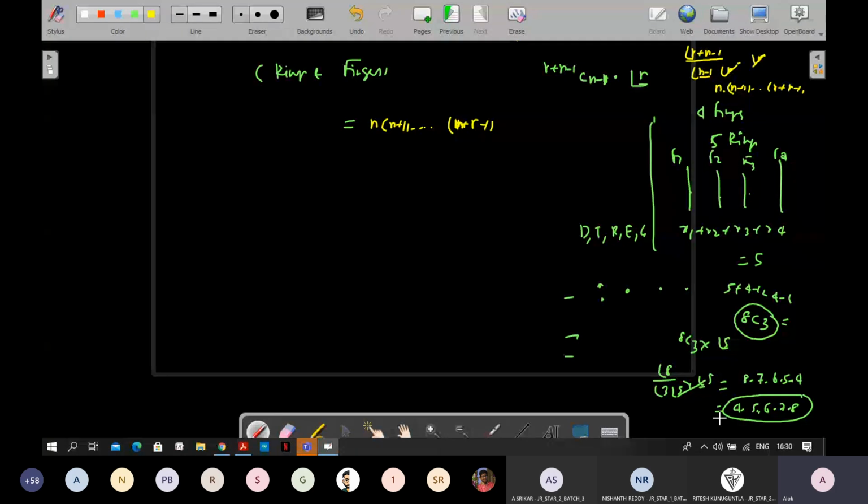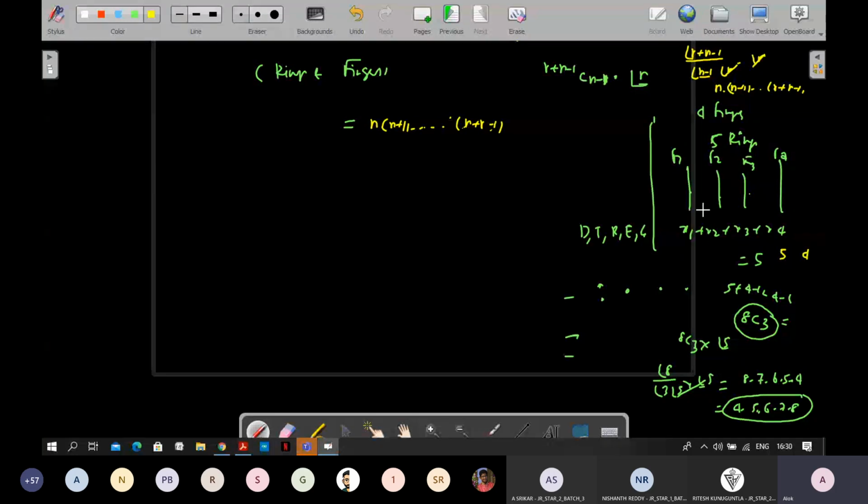Here n is 4, because you are distributing 5 rings into 4 fingers. So 4, 5, 6, 7, 8, because it goes from 4 to 4 plus 5 minus 1. Now why this is so simple to derive, in another way also, that I will tell you. So it is n plus r minus 1.